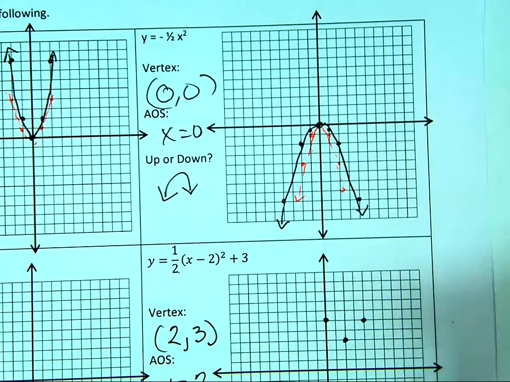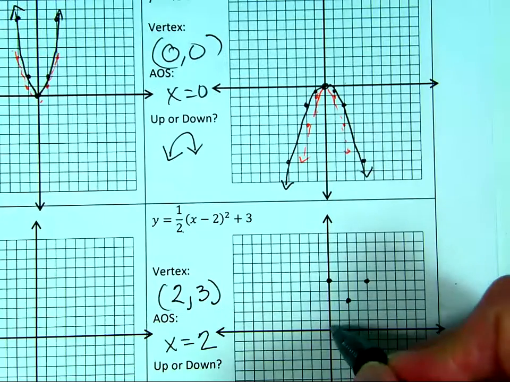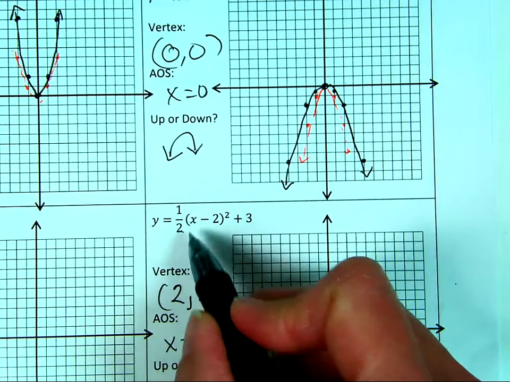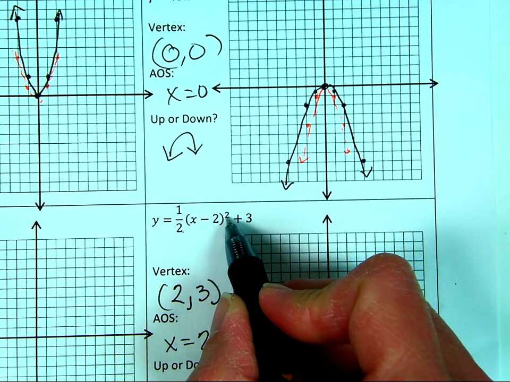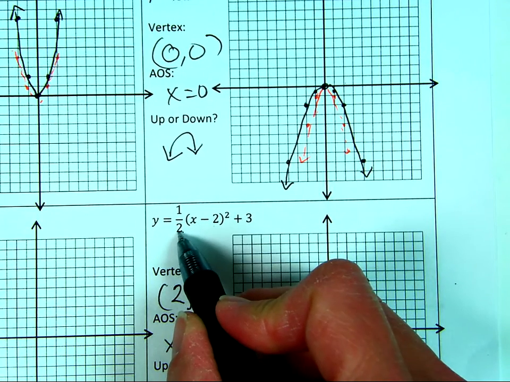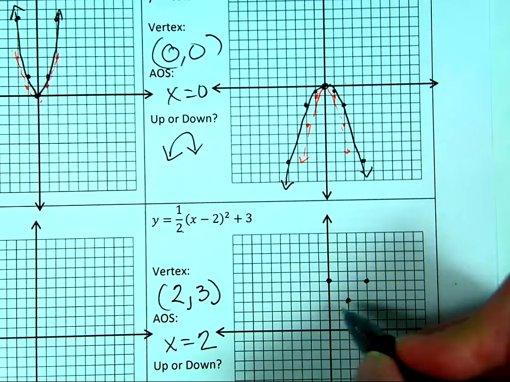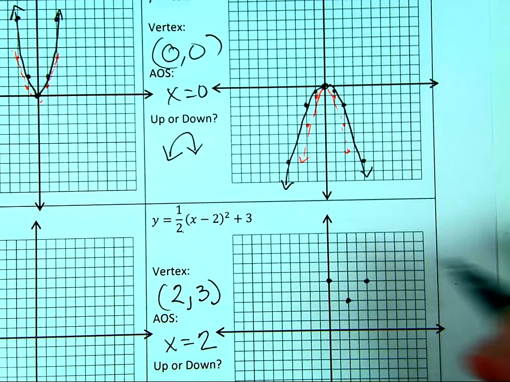Now you can always plug something in and see if it actually works. You can plug in 0. This is our x equals 0. If I put a 0 in there, I get 0 minus 2. Then I square it, which is 4. Then I take half of it, which is 2. Then I add 3, which is 5. Am I at 5? 1, 2, 3, 4, 5. Yes, so I know I'm on the right track.